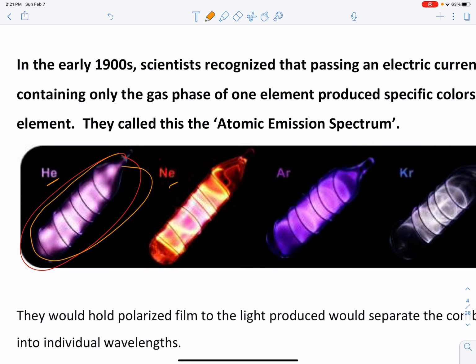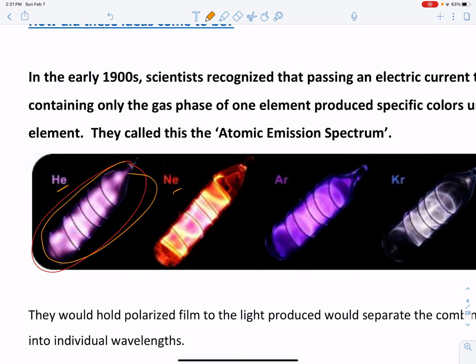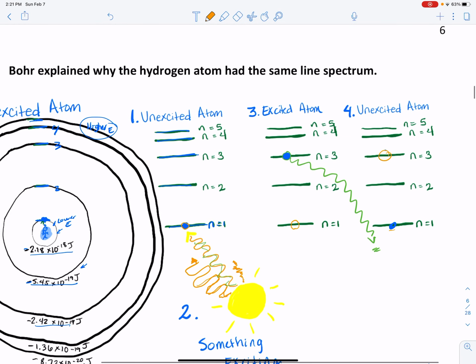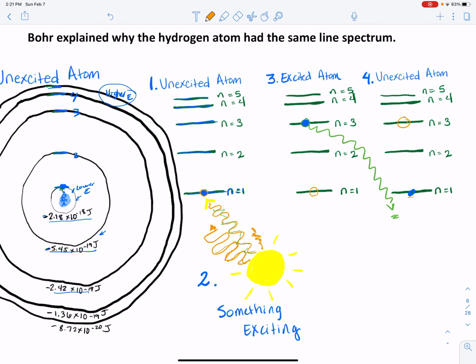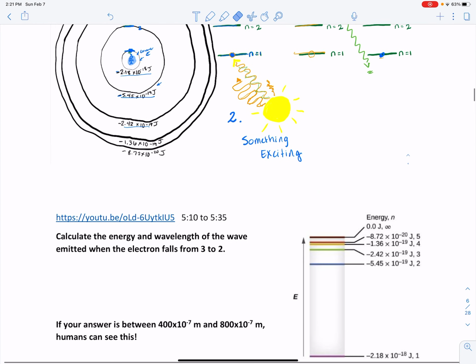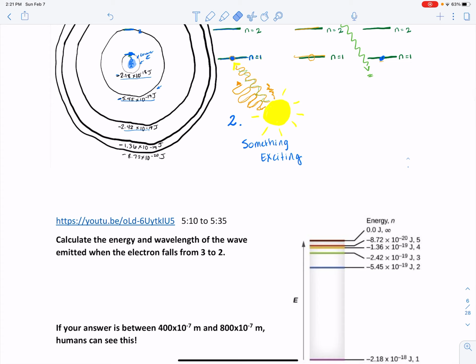And that is, as they're dropping down, they're releasing their energy. And that release is directly related to the difference between the different energy levels. So this distance, or this distance, or this distance, or this distance. So just as a thought process, can you calculate the energy of the wave when the electron falls from 3 to 2?